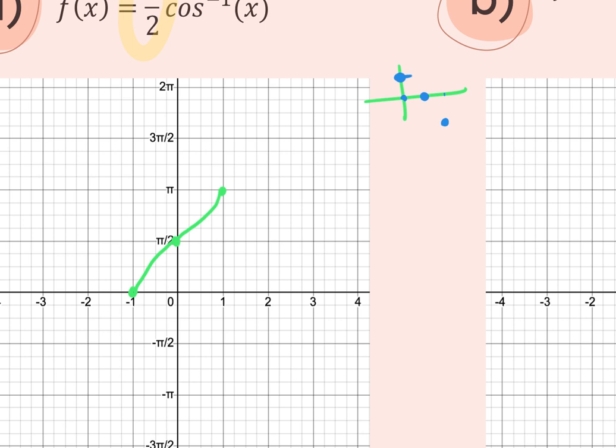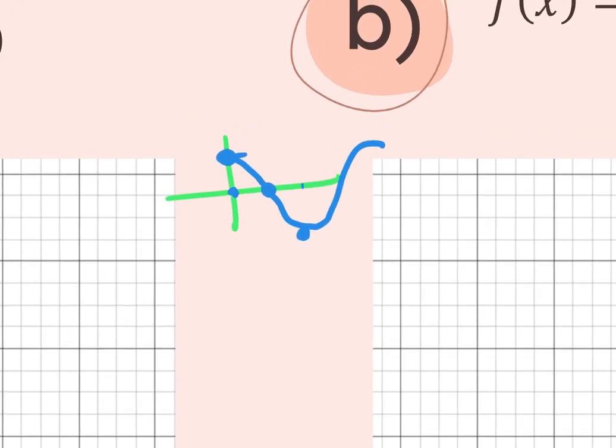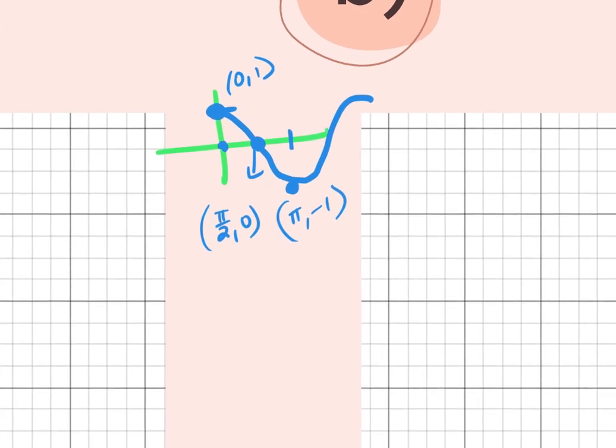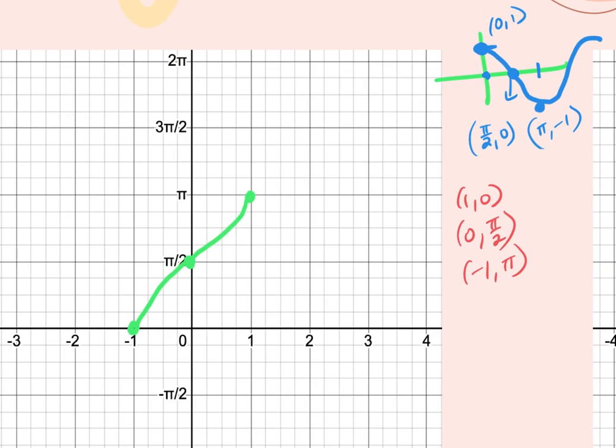So these coordinate points, this is what my cosine curve would look like, right? It would go here, and then it would come back up again. So this coordinate point is 0, 1. This coordinate point is pi over 2, 0. This coordinate point is pi, -1. Those are the only 3 we need because we're going to restrict it from 0 to pi. So when I switch it to plot my inverse, it's 1, 0, 0, pi over 2, and -1, pi.